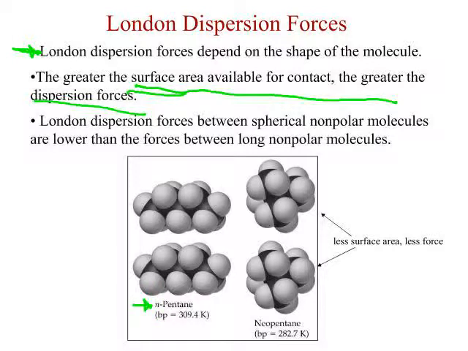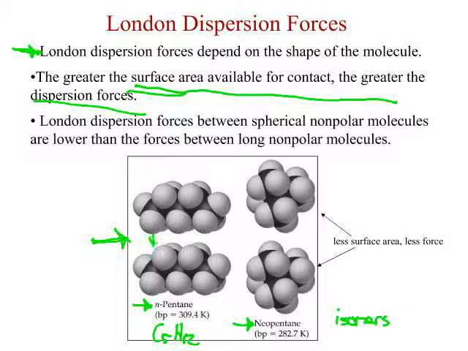This is a space-filling model of the molecule n-pentane, and this is neopentane. They both have the same molecular formula, which is C5H12, but these molecules are examples of something called isomers. They have the same formula, but different structures, different arrangements of the atoms. You can see that this one right here has the greater surface area.